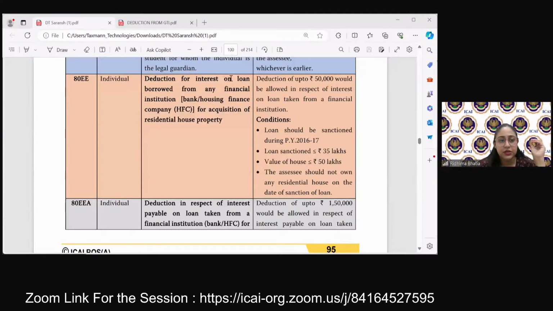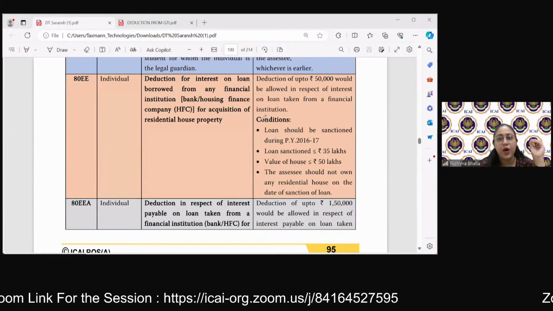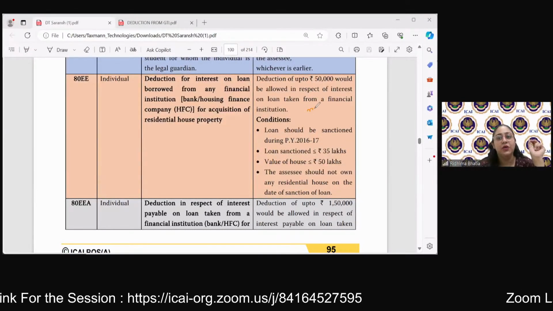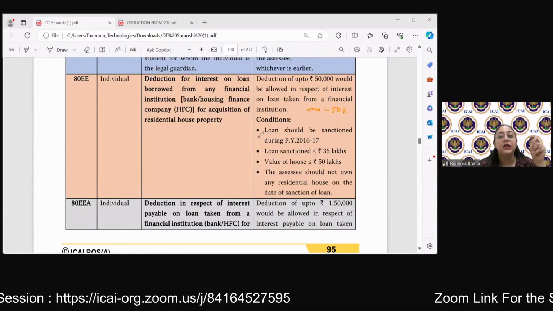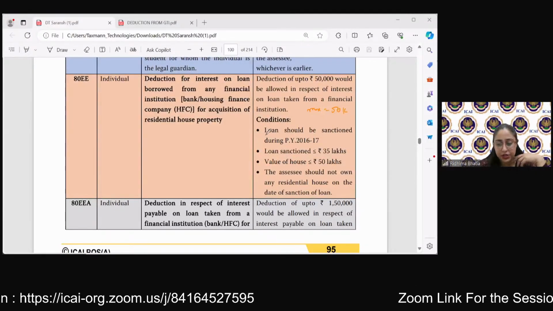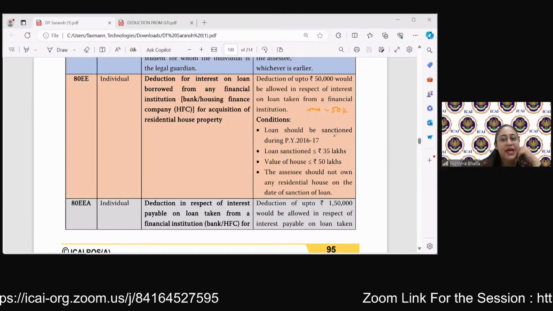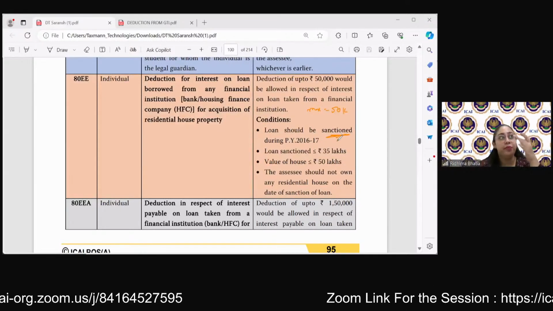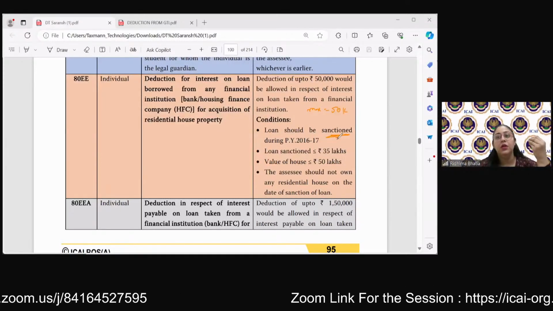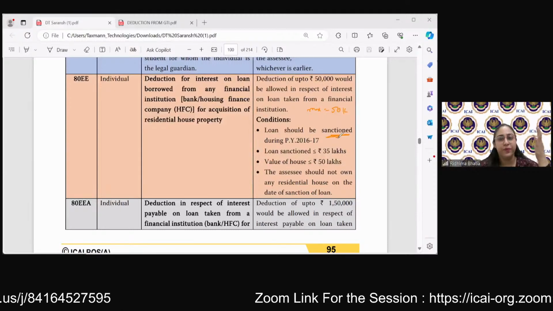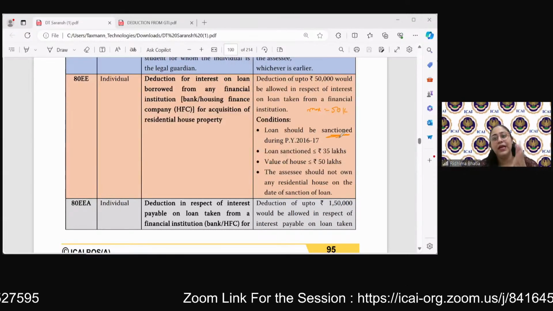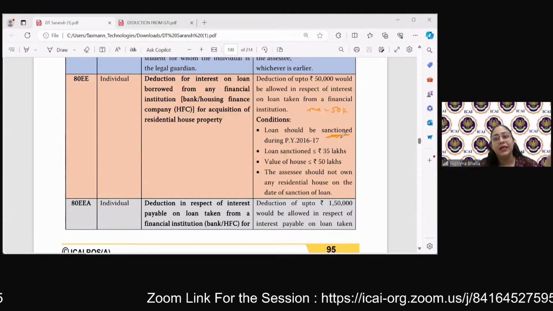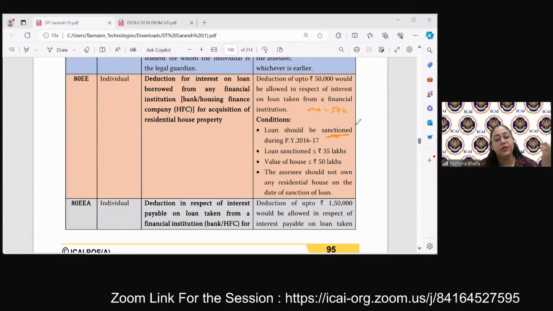Okay. So the conditions here are: one, maximum deduction allowed is 50,000. And the conditions to claim this deduction are, first, the loan should be sanctioned. The word sanctioned is important. Remember, whenever a loan is processed, there's a process of applying, checking, confirming, approval, sanction, and disbursement. So the sanction and the disbursement.